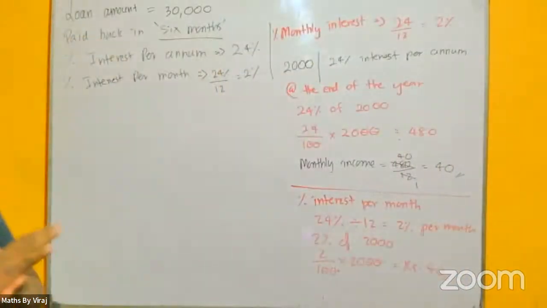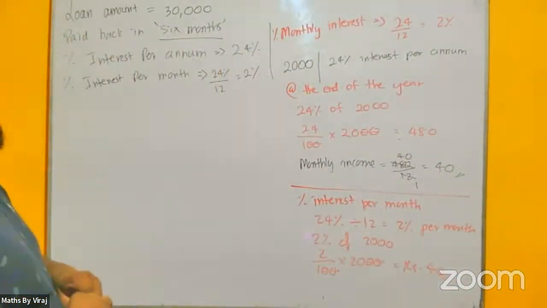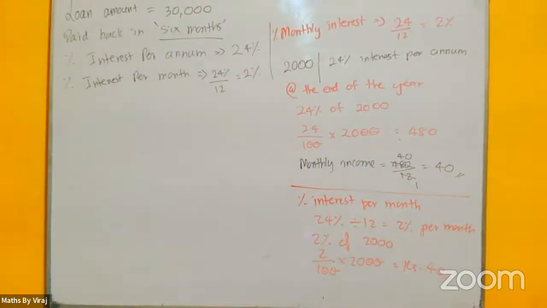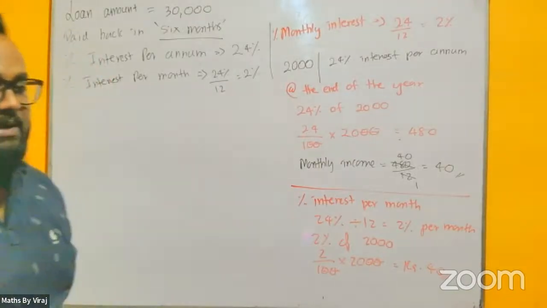Right, children? So what is happening here? Loan amount is 30,000, should be paid back in 6 months. So the interest per annum is 24%. Therefore, annual interest is 24%. Therefore, interest per month is 24% divided by 12, 2%.